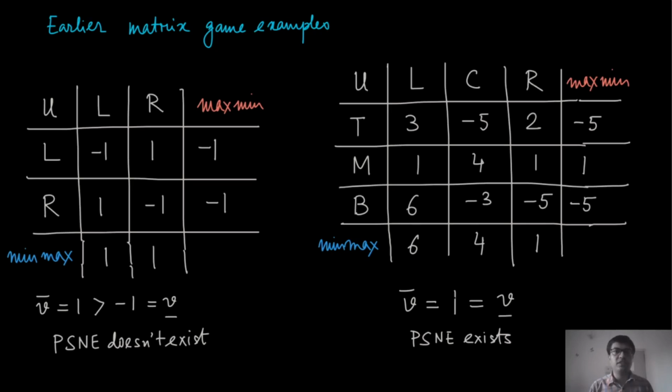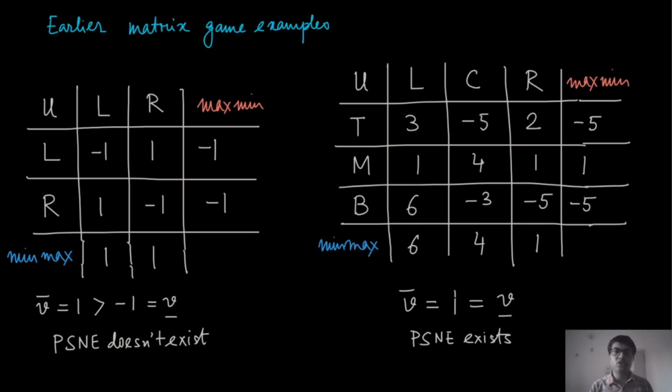We have discussed matrix games in the previous module, and we have discussed two examples. Here are those matrix representations of those matrix games. And in this short module, we are going to discuss the relationship between the max-min and min-max values and that of PSNE. So we'll essentially answer an existential question.